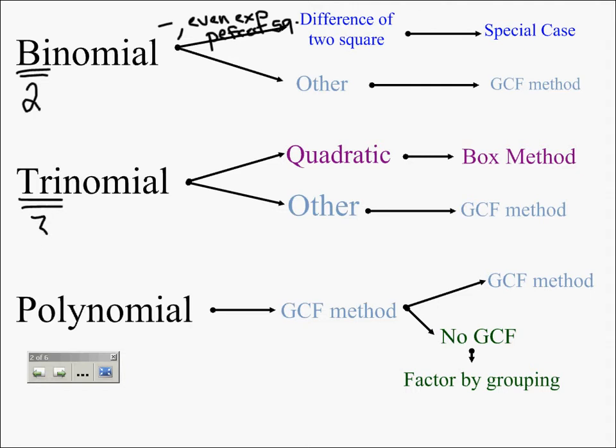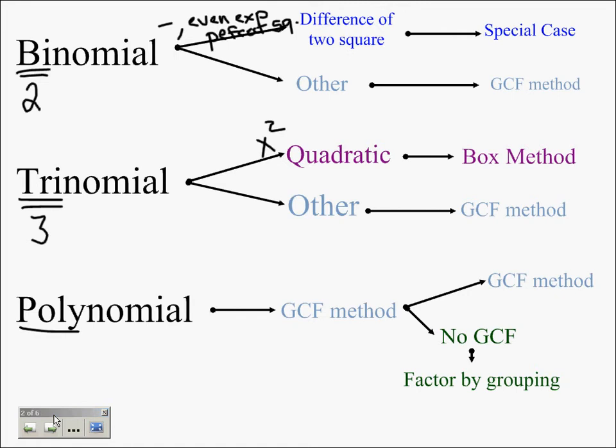Next, if you have a trinomial, meaning you have three terms, you can first decide, do I have a quadratic or not? Does it have an x squared as its highest degree? And if it is a quadratic, you're going to move forward using that box method, undoing the multiplication. If not, you're just going to stick with the GCF and go forward with that method.